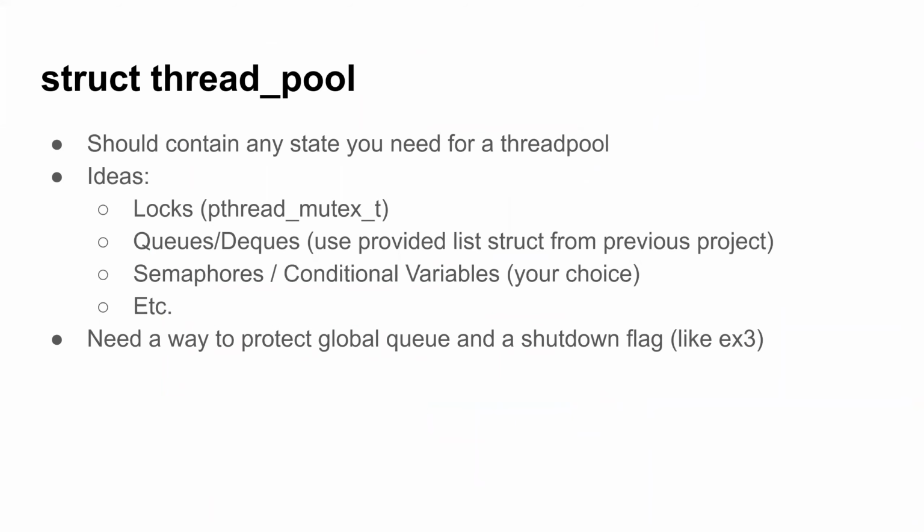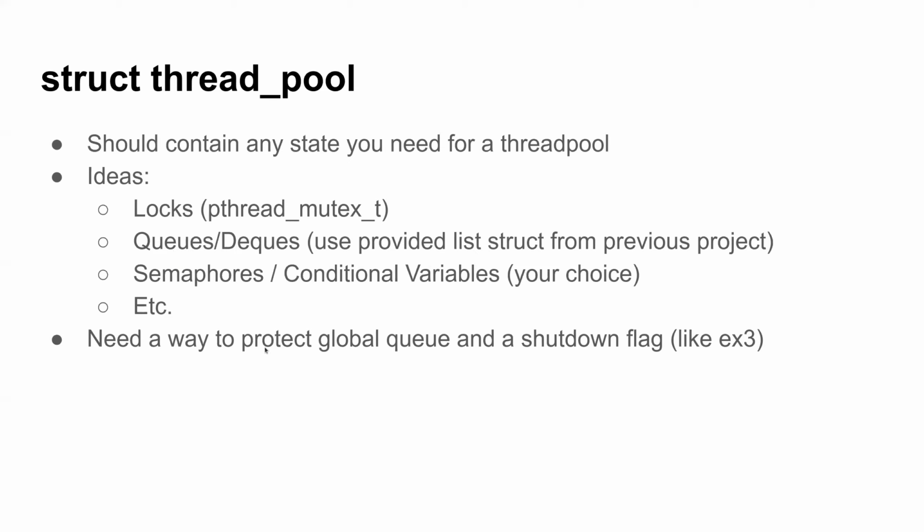Okay, so we have the struct thread pool. This is another structure that you need to implement in your program, and it should contain any state you need for the thread pool. Some ideas for that are locks that you need maybe for your global submission queue. And then you need, of course, your global submission queue. Maybe a list of workers. So that would be insanely important as well. And each worker will have its own queue list as well.